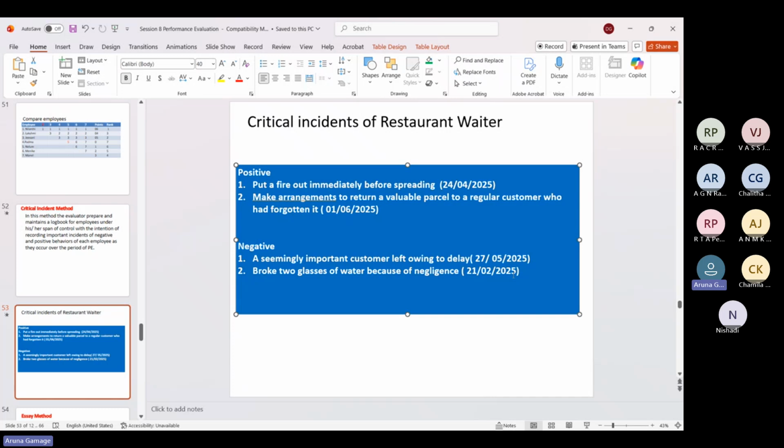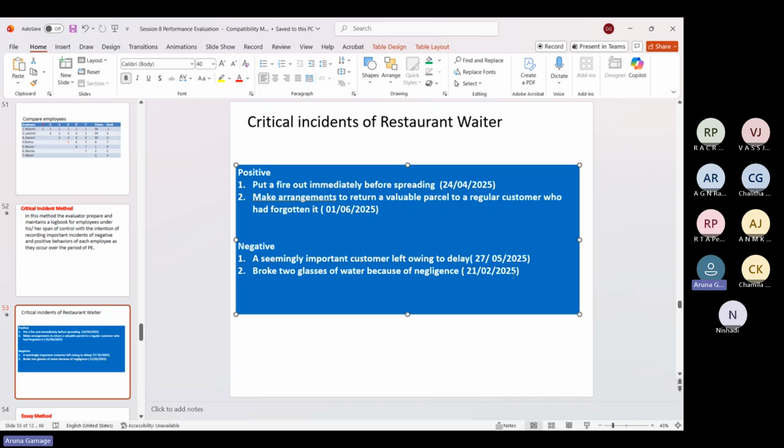So on the 24th of February 2025, this particular restaurant waiter has broken 2 glasses of water because of negligence. Is it good tidings or bad tidings? Good or bad? Bad. Negligence.